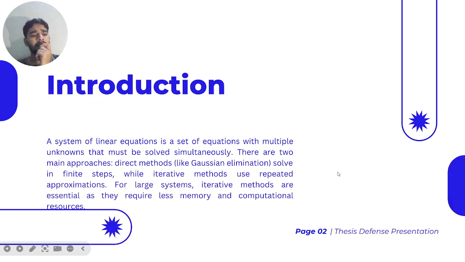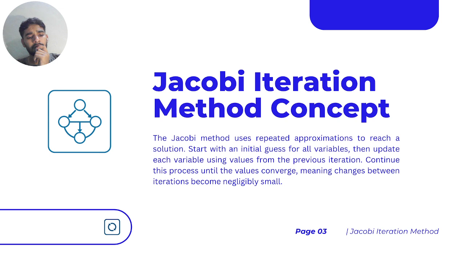The introduction says a system of linear equations is a set of equations with multiple unknowns that must be solved simultaneously. There are two main approaches: direct methods like Gaussian elimination, solved in finite steps, while iterative methods use repeated approximations for large systems. Iterative methods are essential as they require less memory and computational resources.